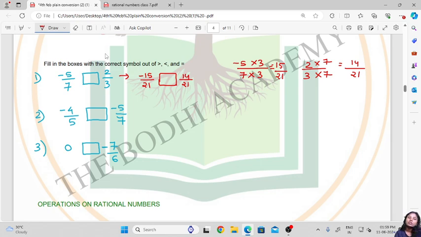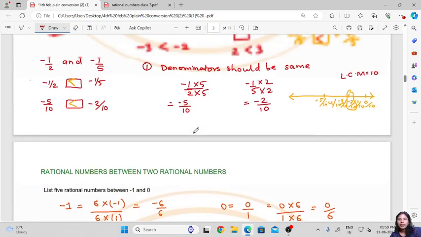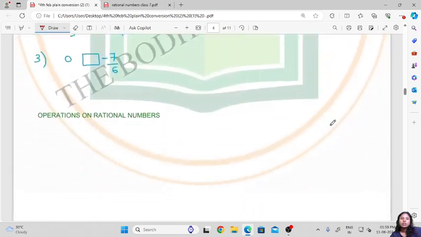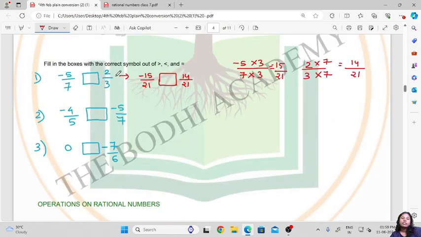Okay, so now the denominator is same, but remember what I said on top was that we made a note here that negative rational numbers are always smaller than positive rational numbers. So we have a negative rational number here and we have a positive rational number here. So obviously our positive rational number is going to be greater in this case.